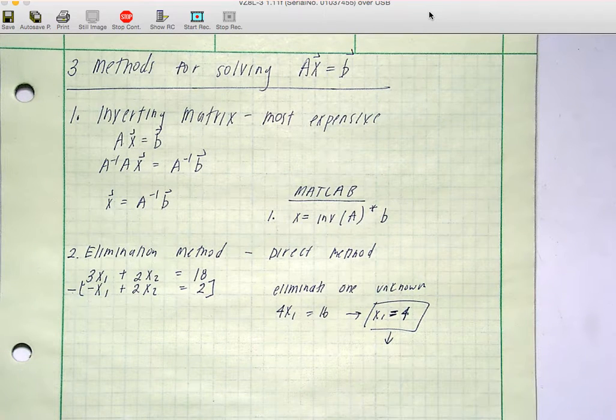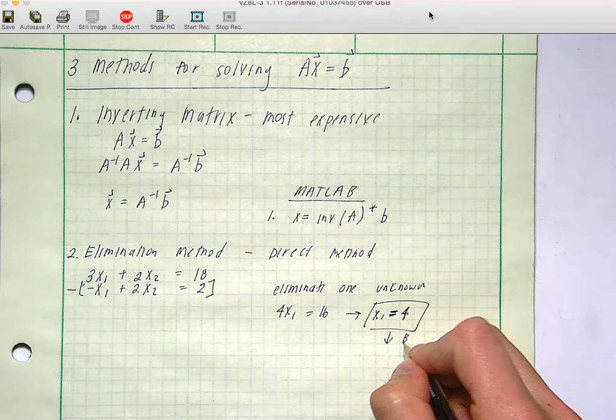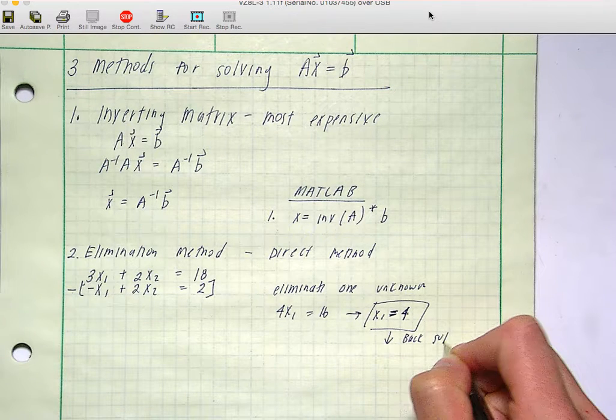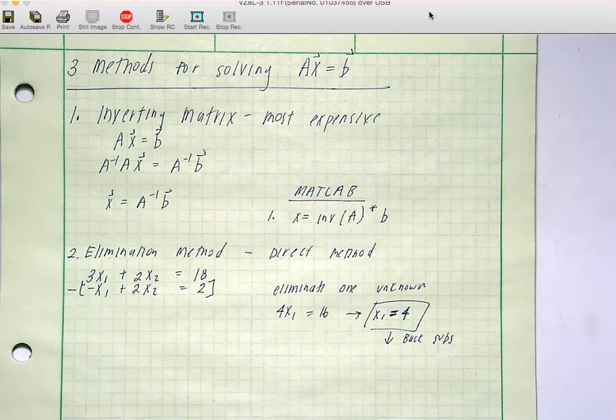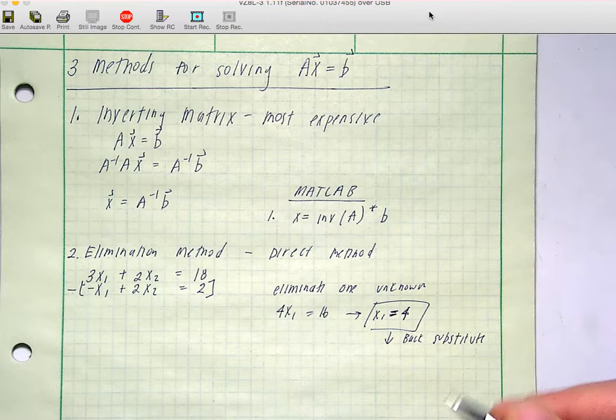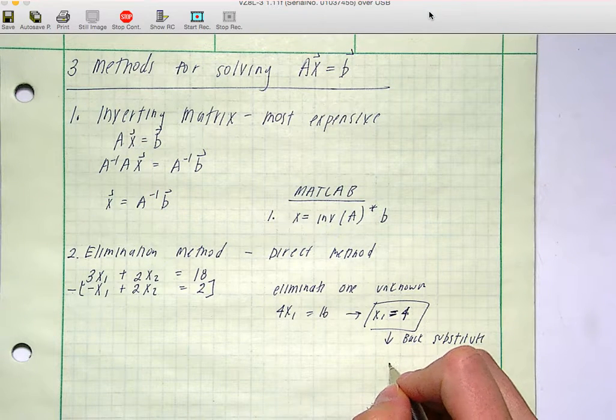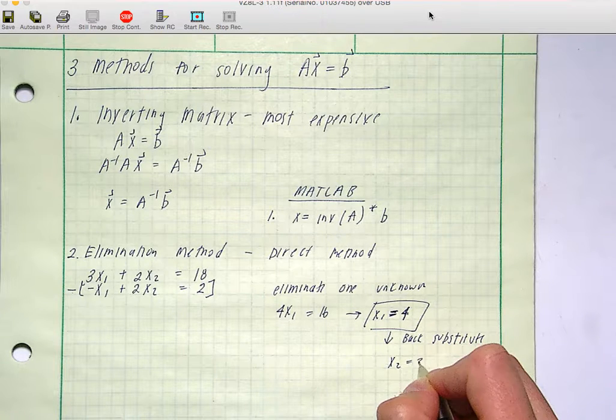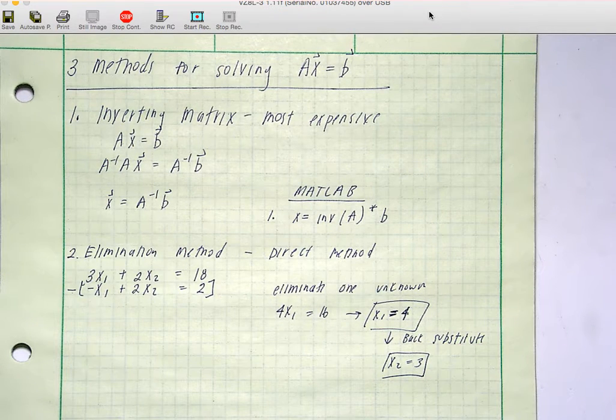So first you have to work to eliminate variables from each equation. Once you've eliminated enough, then it's called back substitute because you go backwards in the array. But it's just substituting in. And then you can get the other unknown by substituting it in. So I'll just write that down. I think you guys have done that before.